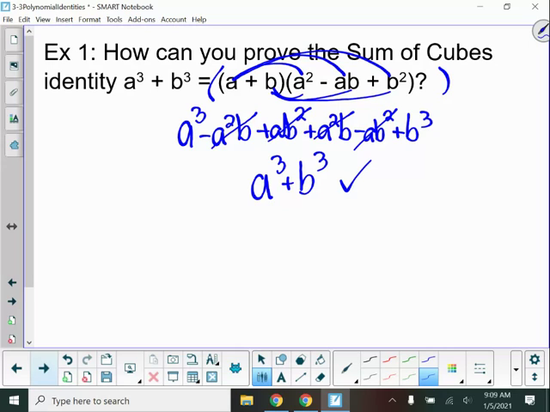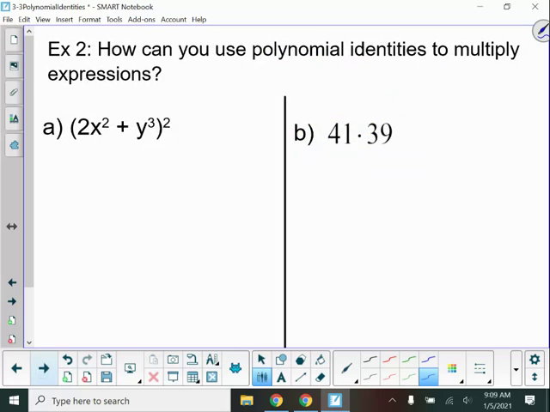Our next two examples are going to be going through and practicing using some of those identities. So we're not actually going to go through and do any more proofs, but we are going to go through and use some of those in some ways that should be helpful for you. So this one, we have part A and a part B.